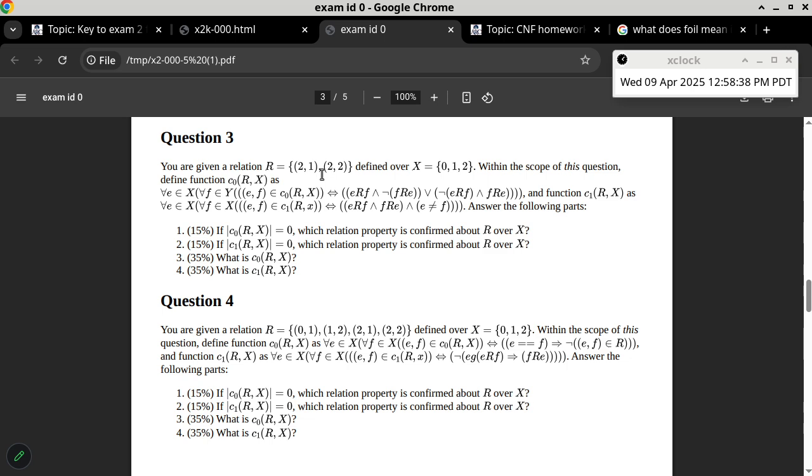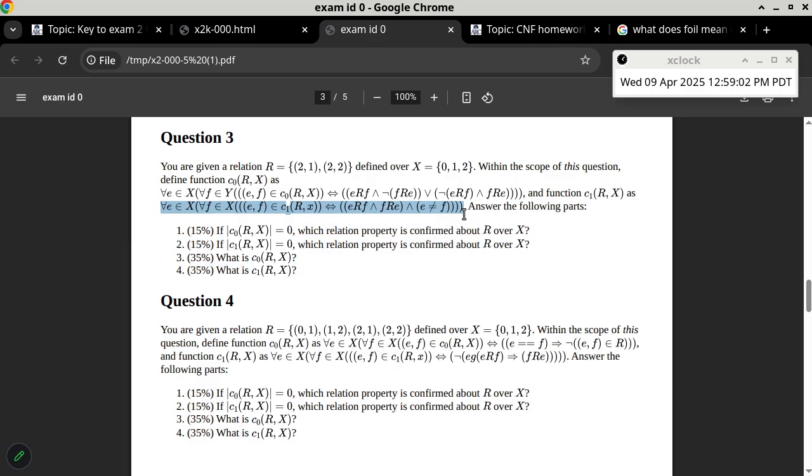So now we look at question number 3 and see if we can answer this one. You can see that some of the functions are recycled. So C0 is completely recycled here, and then C1 is, I believe, something that's new. So we'll work out what this C1 is related to. It's one of the properties of a relation, but the question is, which one are we talking about?